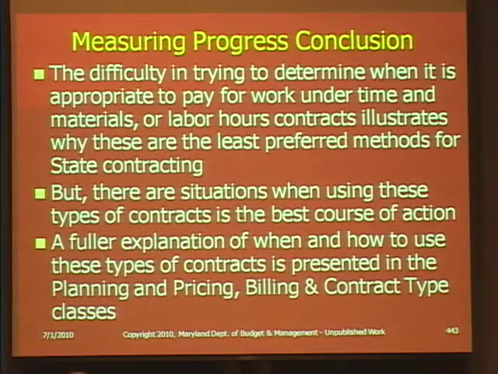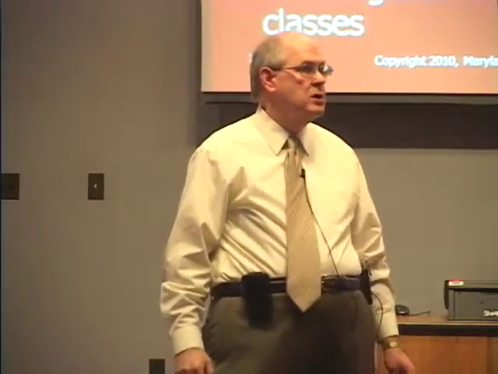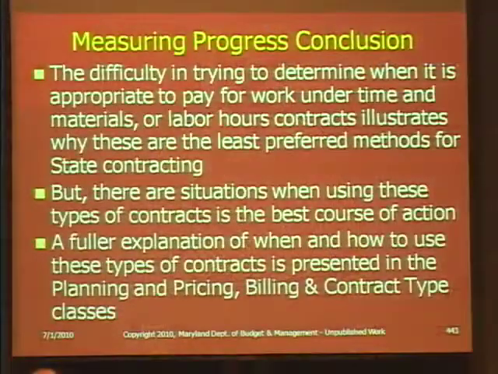And they are. With time and materials, the preference is for fixed price or fixed unit price over time and materials or labor hours or cost reimbursement, that type of thing. But there are situations when, using these types of contracts, it's the best course of action. A fuller explanation of when and how to use these types of contracts is presented in the planning class and the pricing, billing, and contract type class.